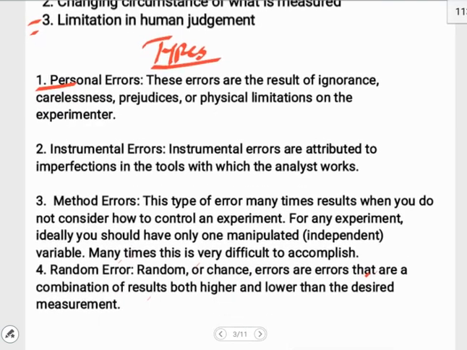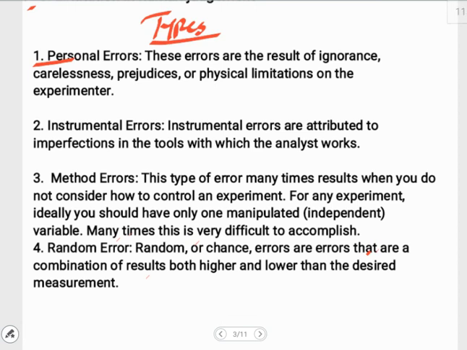Then the third one here is method errors. This type of error many times results when you do not consider how to control an experiment. For any experiment, ideally you should have only one manipulated variable. The manipulated variable is also the independent variable.